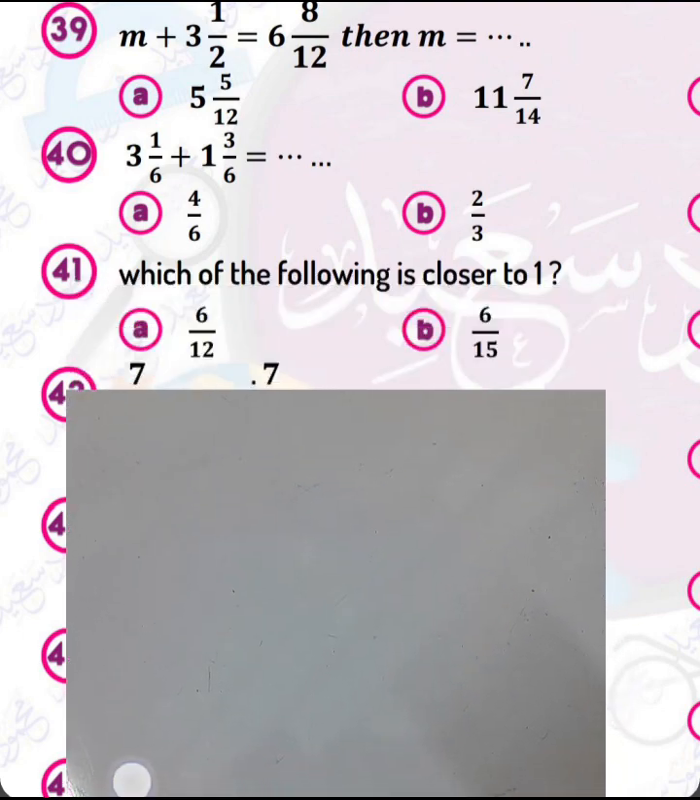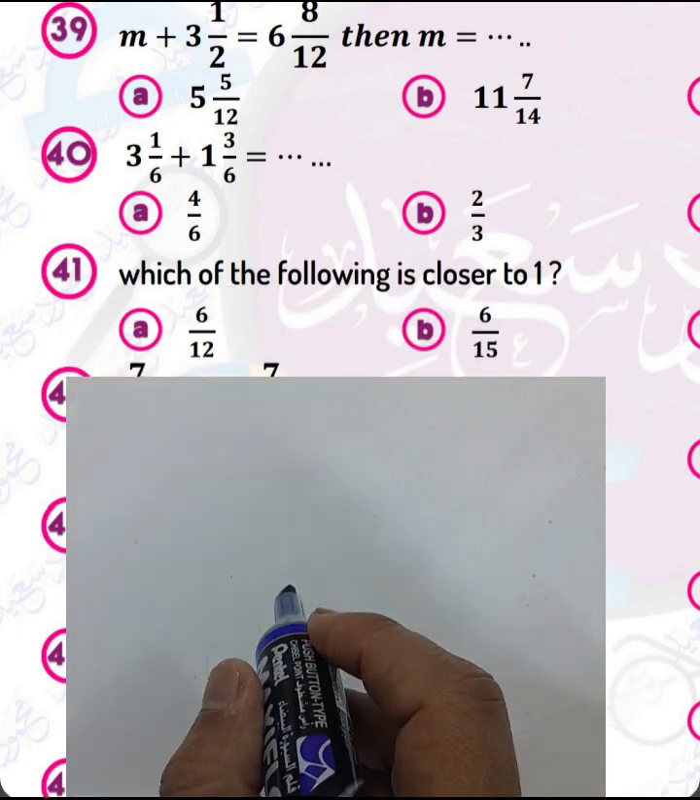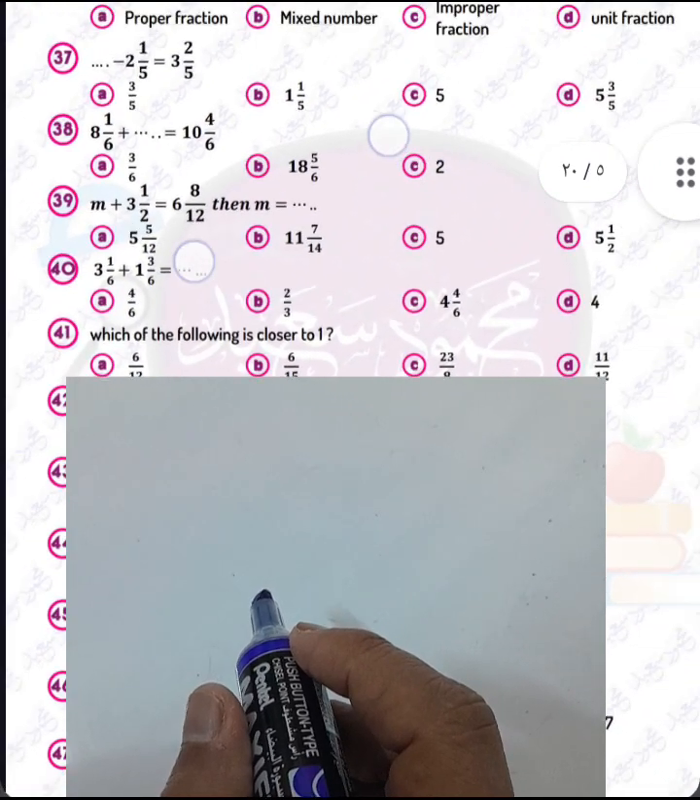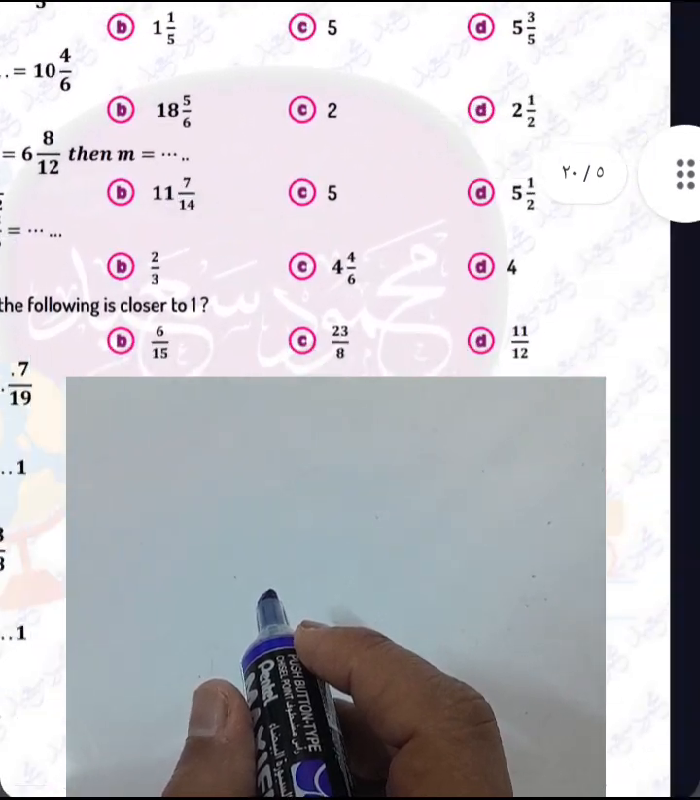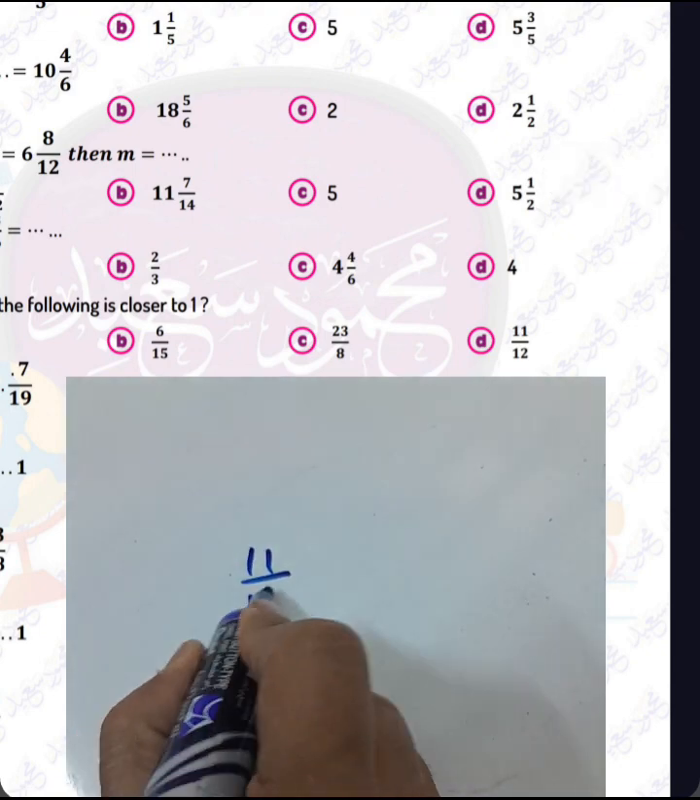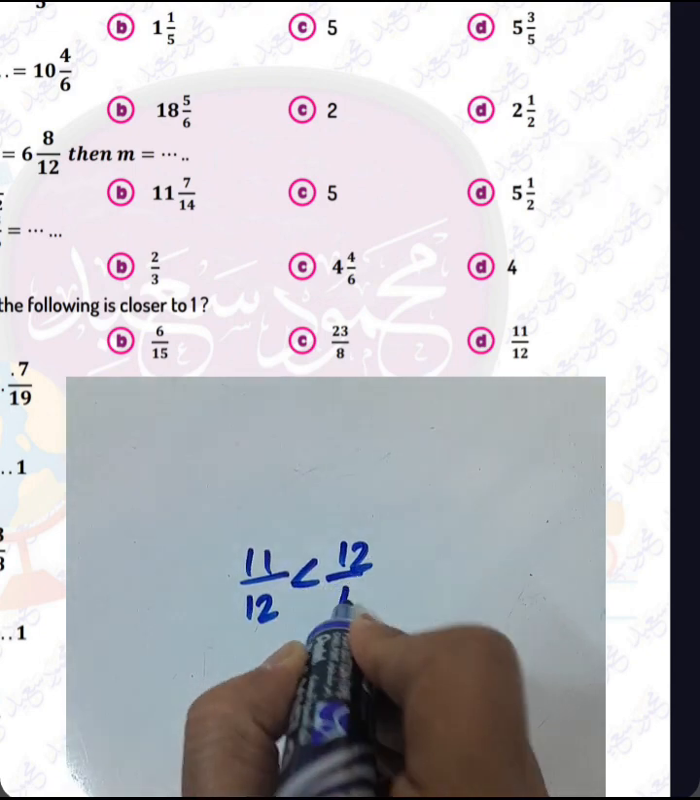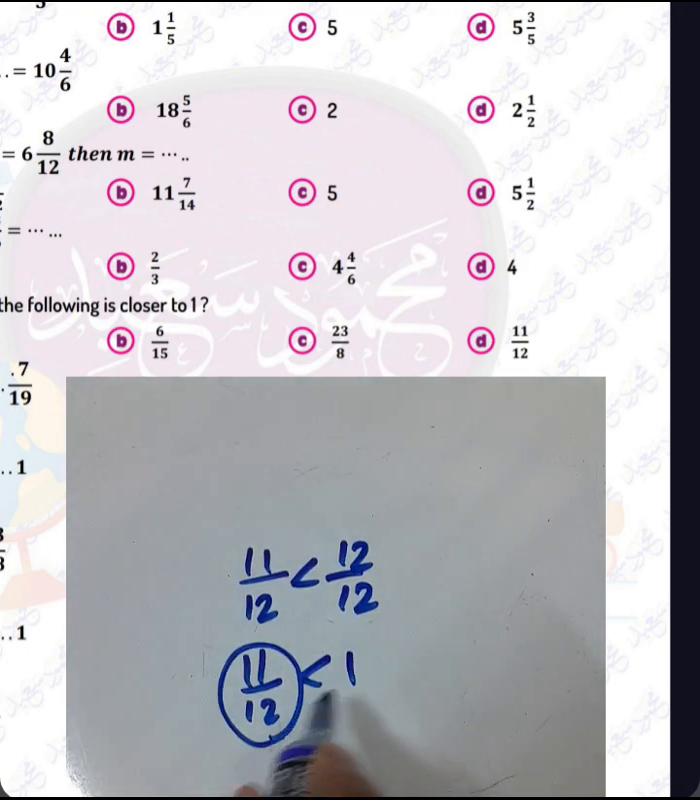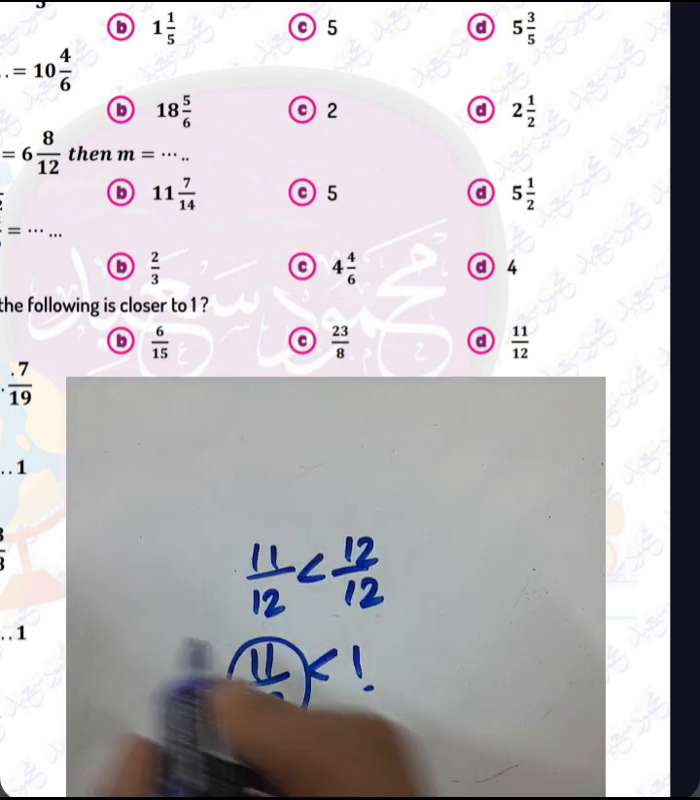Which of the following is closer to 1? We have a number greater than a half and nearest to 1. We choose letter D. 11 over 12 is less than 12 over 12. Then 11 over 12 is less than 1. It's nearest to 1. Okay, choose letter D.